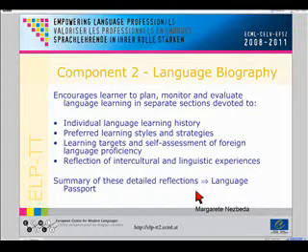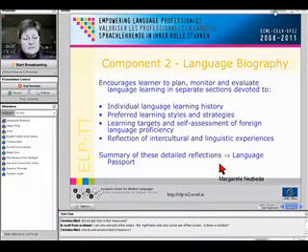And last but not least, intercultural learning and linguistic experiences, raising intercultural awareness, raising linguistic awareness. And this is a very, very, actually very detailed part of the language portfolio, the language biography. And what you write down here can be summarized in a very condensed and short form and be put into your language passport, which would be the official document.